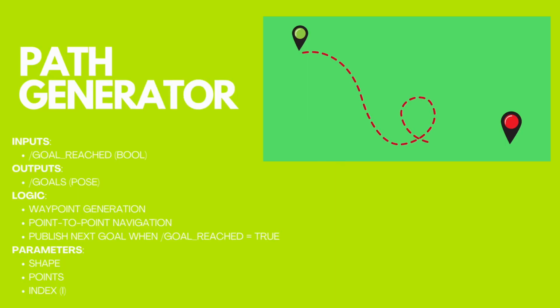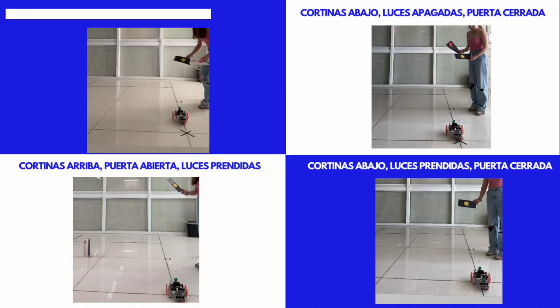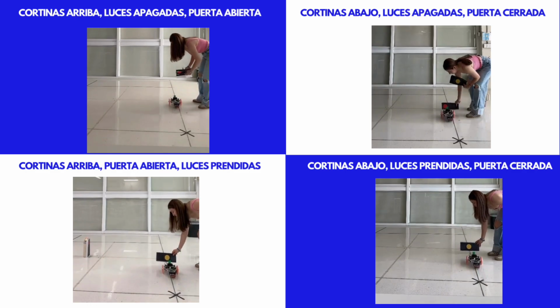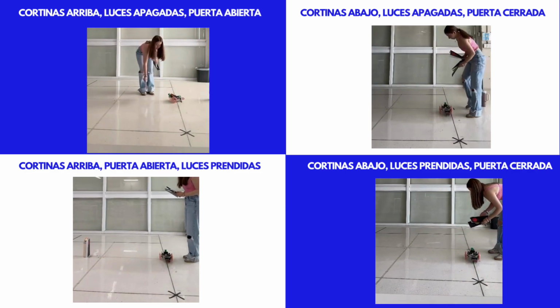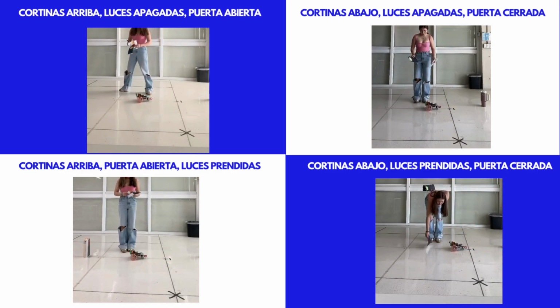The path generator sends waypoints sequentially, publishing the next one only after the previous is reached. The system was tested under four different lighting conditions. In all these scenarios, the robot successfully completed 4 out of 4 waypoints, achieving 100% completion.